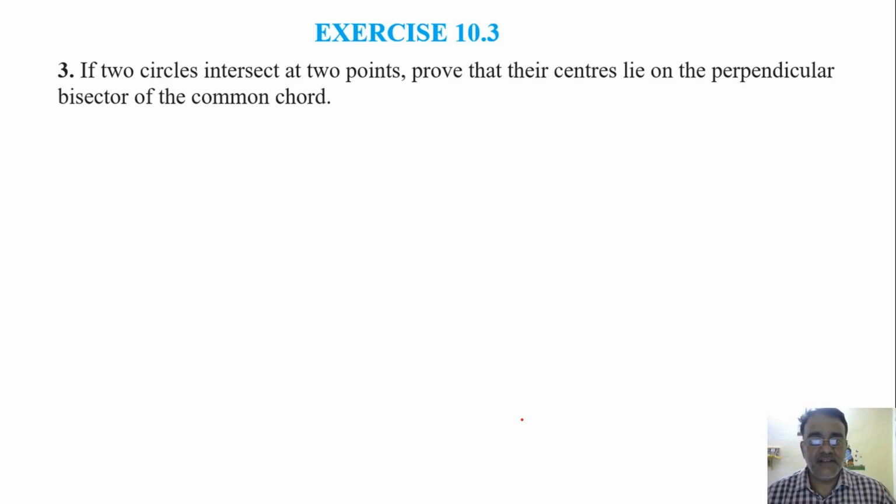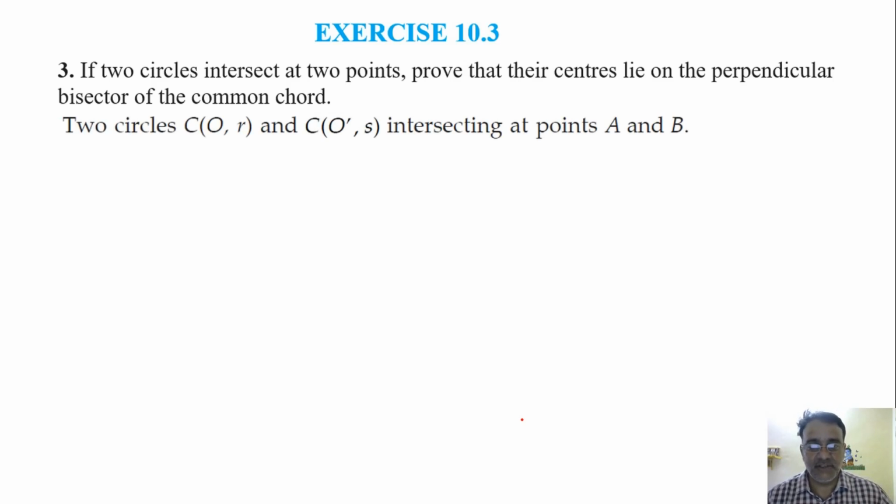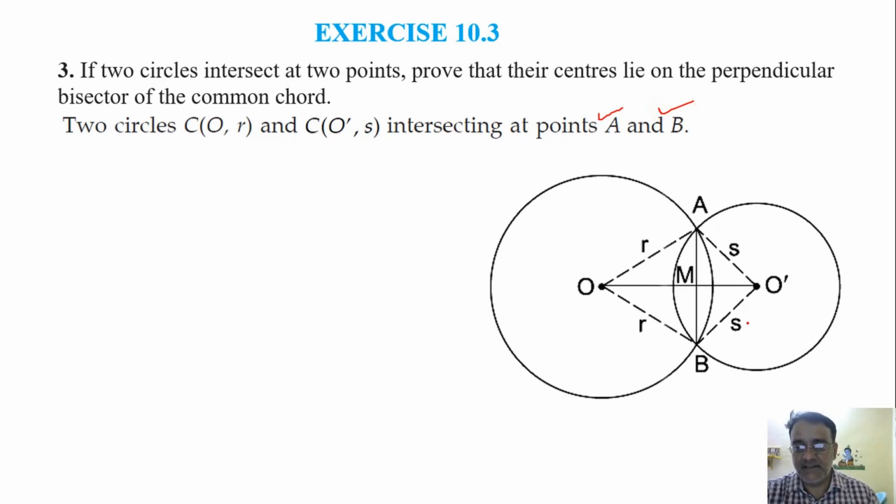So suppose two circles are intersecting at 2 points A and B, and this is the diagram. What we have to show is that their centers lie on the perpendicular bisector of the common chord. So this is the common chord AB, and O dash is the perpendicular bisector of AB. We have to show this. Suppose the radius of this circle is R and the radius of this circle is S.